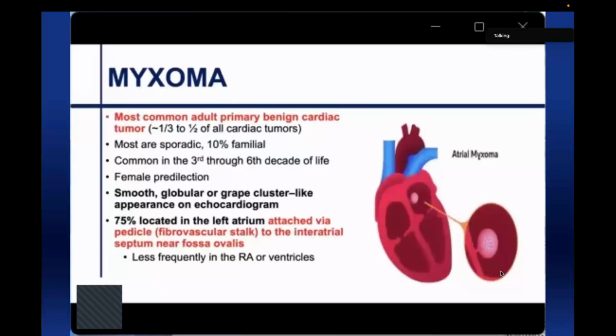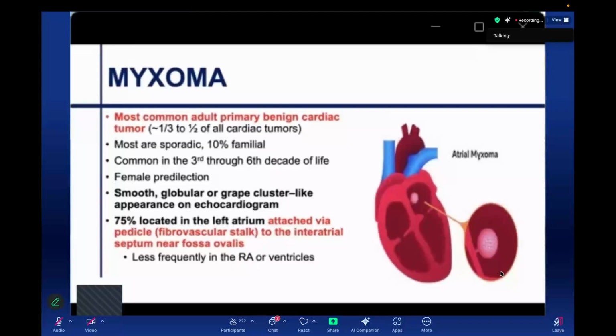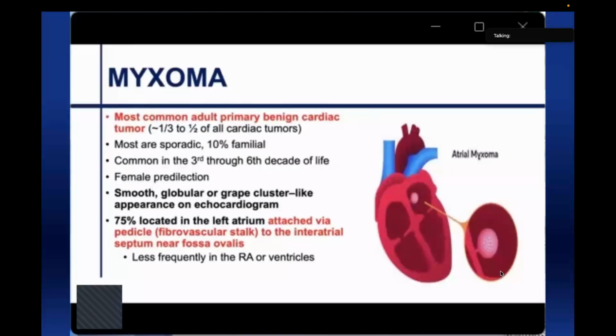Myxoma is the most common adult primary benign cardiac tumor, one-third to one-half of all cardiac tumors. Most are sporadic, 10% familial, common in the third through sixth decade of life. It has a female predilection, with a smooth, globular, or grape cluster-like appearance on echocardiogram. 75% are located in the left atrium, attached by a pedicle to the interatrial septum near the fossa ovalis, less frequently in the right atrium or in the ventricles. So this is your atrial myxoma.